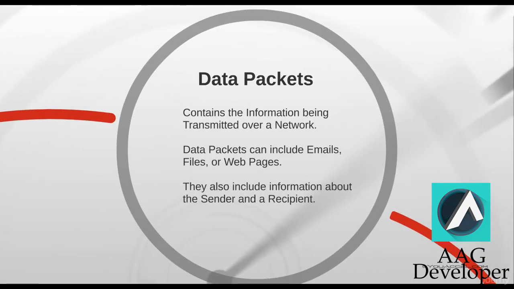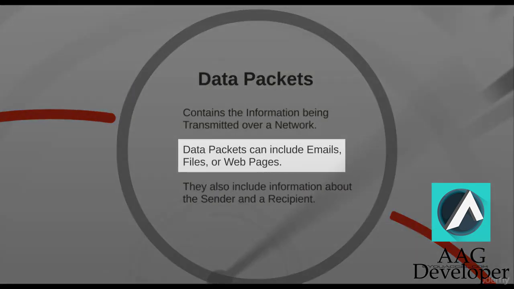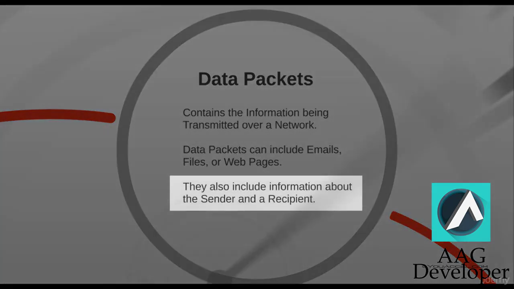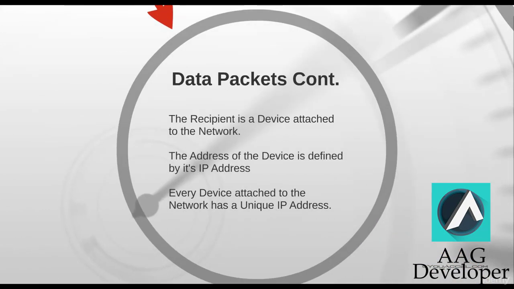A data packet contains the information being transmitted, such as an email, file, or web page, in raw text format, and also the location of the sender and the recipient of the data packet. You can think of the location of a recipient or sender as the physical address of your residence or a phone number. No two residences have the same address, and no two people have the same phone number. The same is true for internet addresses, also known as an IP address.